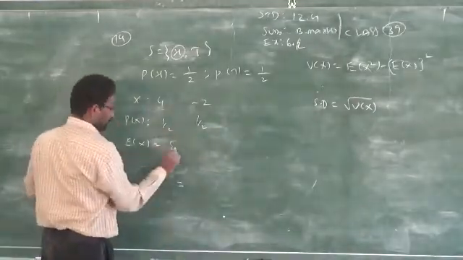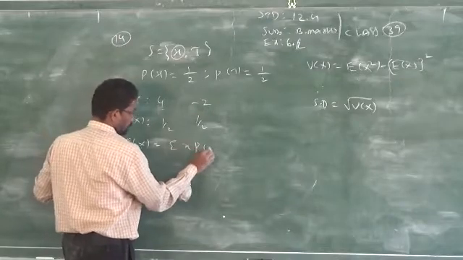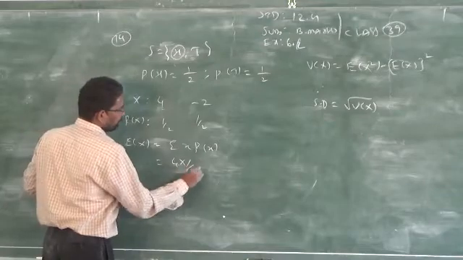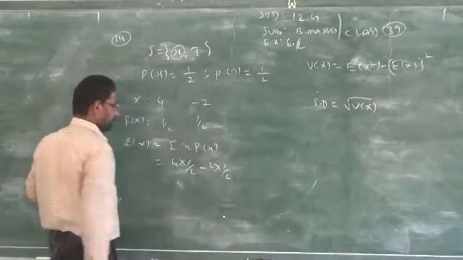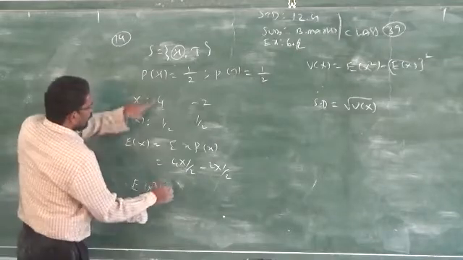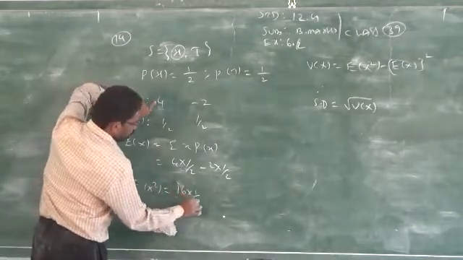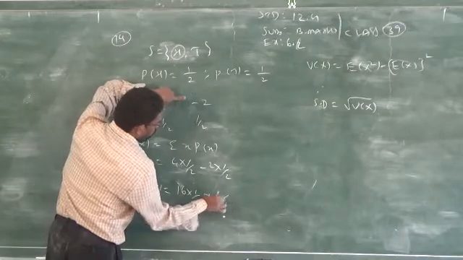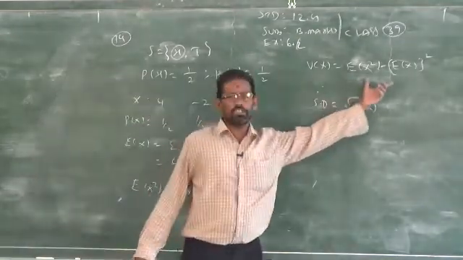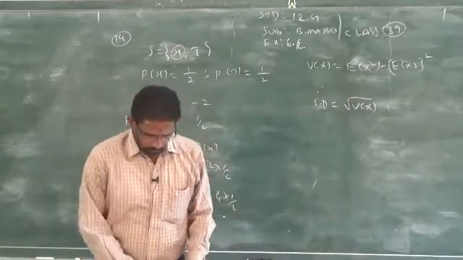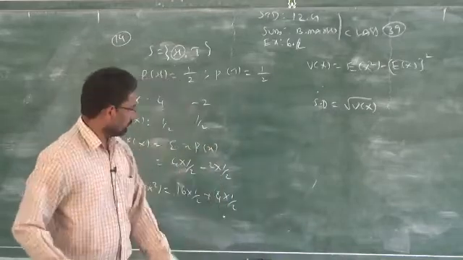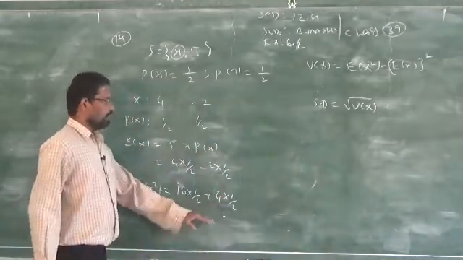This is PMF format. So, the summation of x into P of x: 4 into 1 by 2 minus 2 into 1 by 2. You will get the answer. Then you have to find E of x square: 16 into 1 by 2 plus 4 into 1 by 2. You will get the answer. Then you have to substitute in this, you will get the variance. Clear? This is a very simple calculation, that is why I left the calculations to you. Just simplify, you will get the answer.